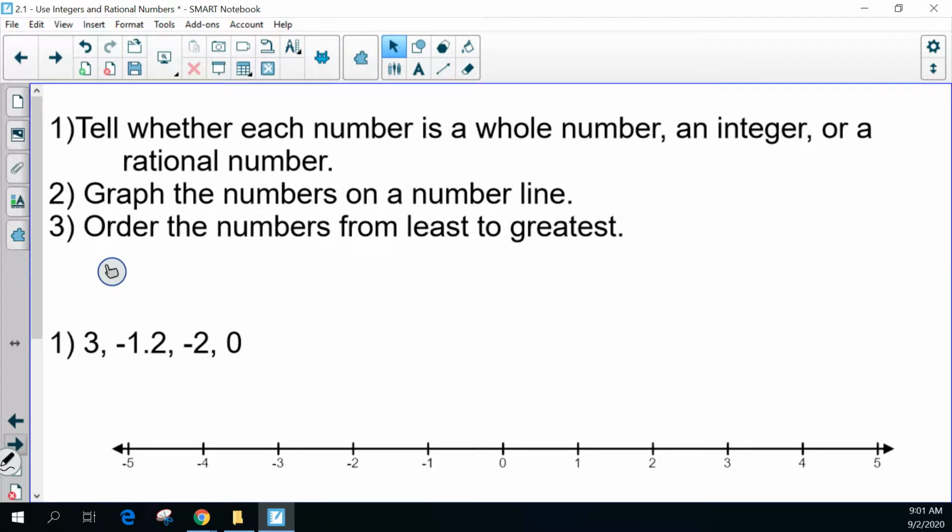So first, if we look at 3, we're looking at 3 choices here: whole number, integer, or rational. Is 3 which one of those, or what combination of those? So 3 would be all of them, right? Whole number, integer, and rational. And then I'll graph 3.